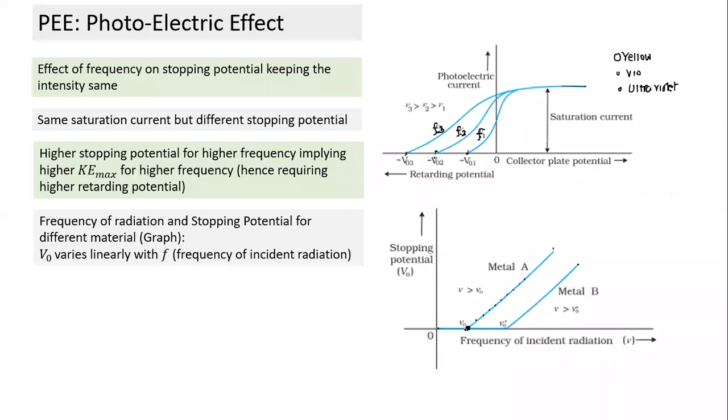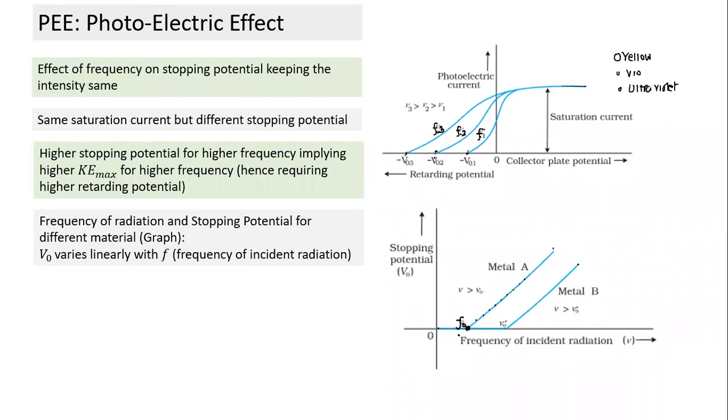Even with no repelling force, current becomes zero. Stopping potential means current has become zero. With zero potential also the current has become zero. It implies electrons are not emitted at a frequency less than this. At V naught frequency, or I can say f naught here, we'll use f because v for velocity gets confusing. At this frequency, no electrons are getting emitted.